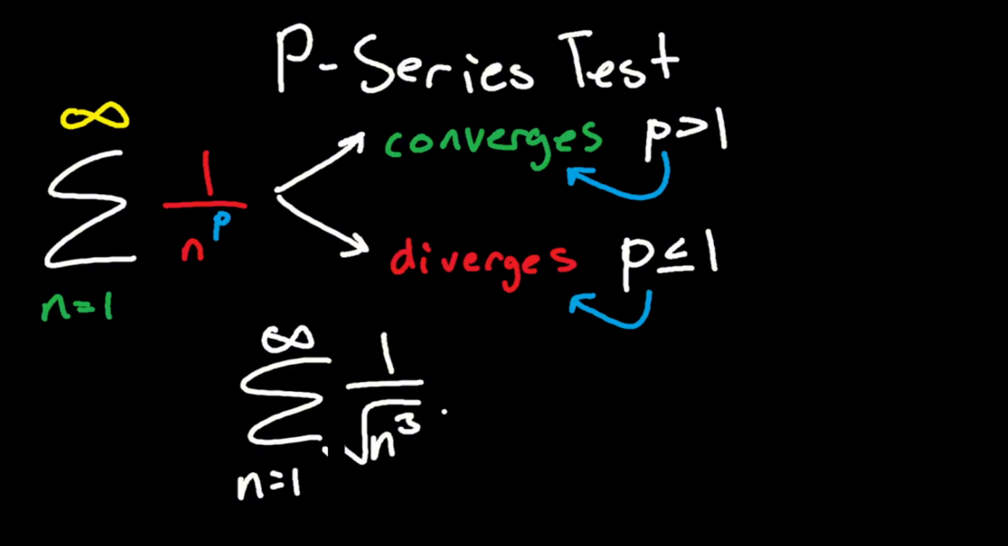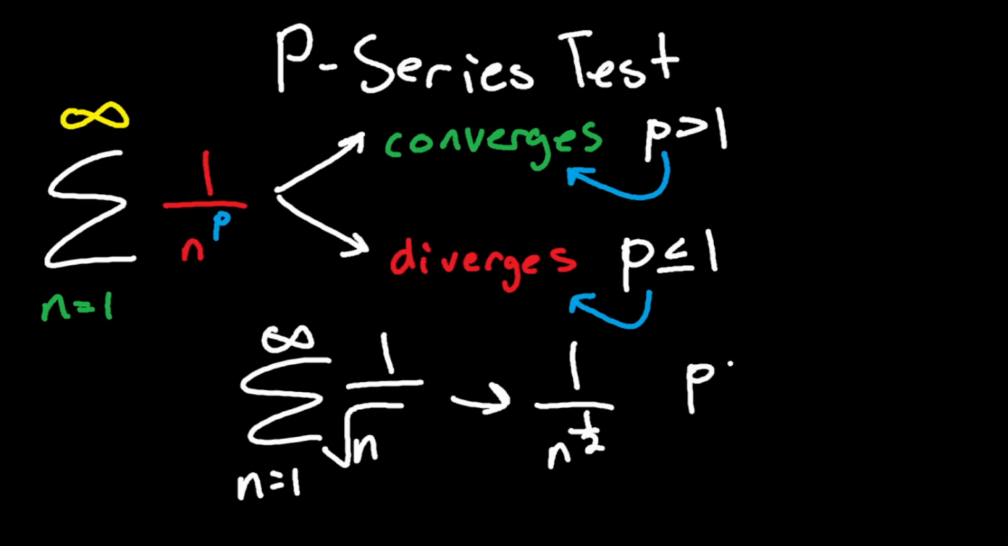And also, in the case of a square root, right, if 1 over square root of n, what is p here? Well, this can be rewritten as 1 over n to the power of 1/2, and p is less than 1 in this case, correct? 1/2 is less than 1. So in this case, the series diverges.